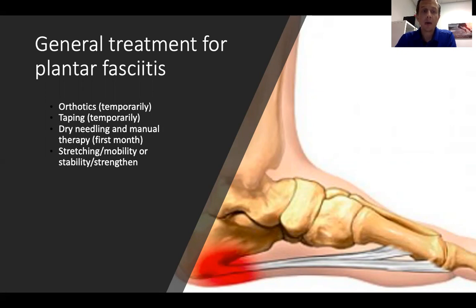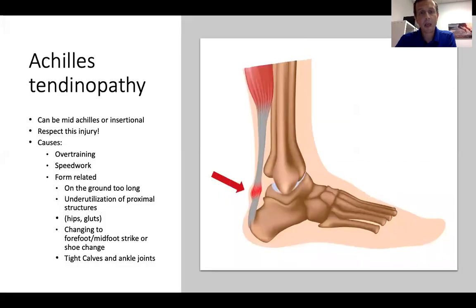Taping temporarily can help. Dry needling and manual therapy sometimes can be quite effective. Research supports manual therapy for the first 4 weeks of onset, meaning that it can be very effective at managing and reducing the symptoms for the first 4 weeks. Stretching the big toe, the calf, and strengthening the foot muscles can help as well.